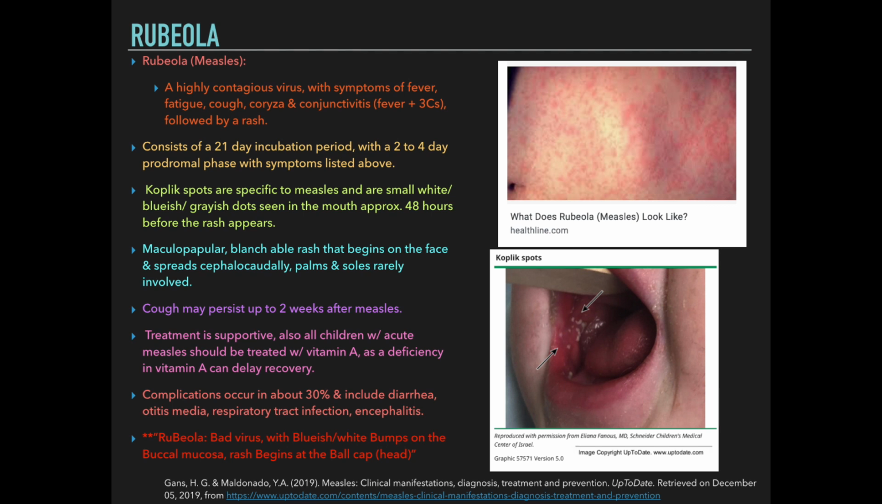Down here at the bottom is my little phrase to help remember RUBEOLA, and that is that RUBEOLA is a bad virus with bluish, whitish bumps on the buccal mucosa with a rash that begins at the ball cap, which is supposed to represent the head.